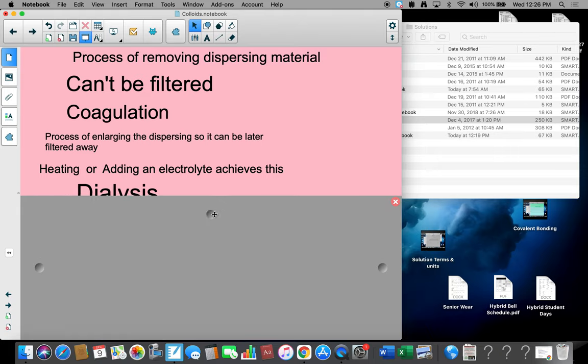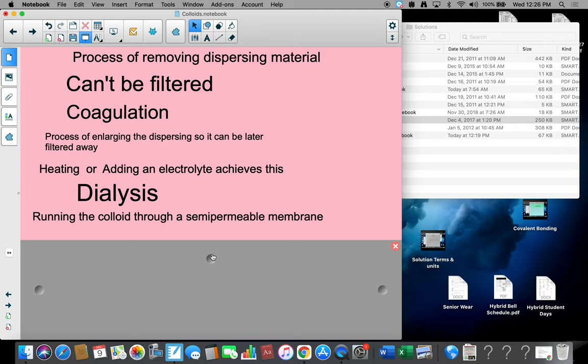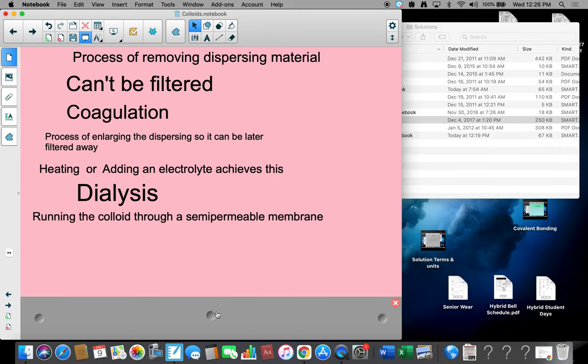The other process I can do is called dialysis, like we do in blood. Run the colloid through a semipermeable membrane, and that allows us to filter through.